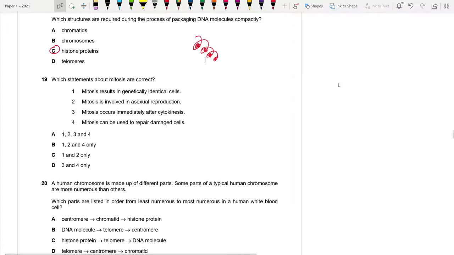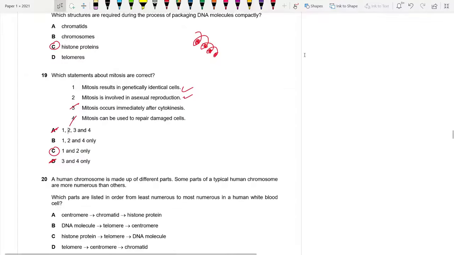19. Which statements about mitosis are correct? Mitosis results in genetically identical cells. True. It helps in asexual reproduction. That's true. Mitosis occurs immediately after cytokinesis. No, we have interphase. 3 is wrong. Mitosis can be used to repair damaged cells. No, it's used for tissue repair, not cell repair. So 19 is C.